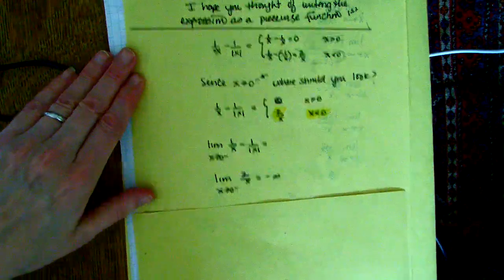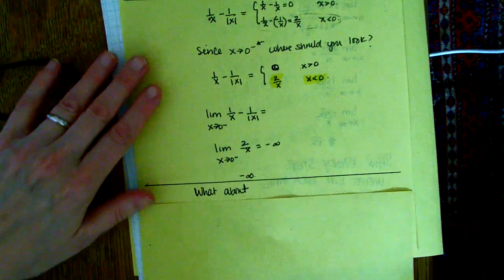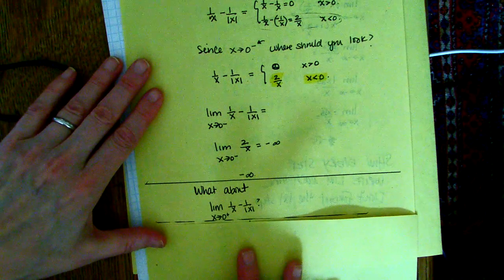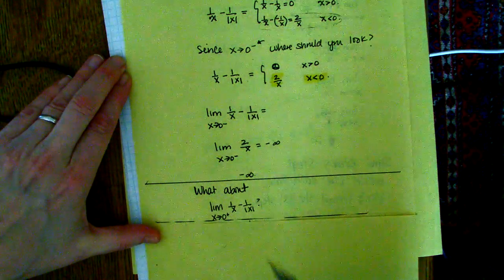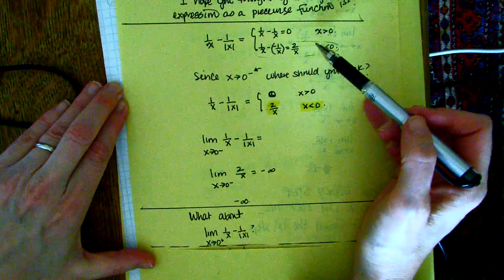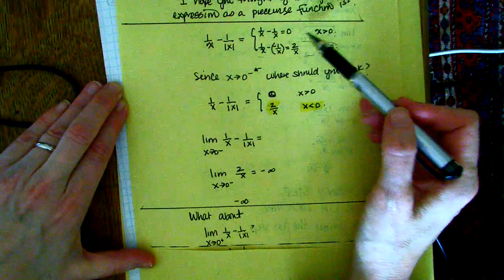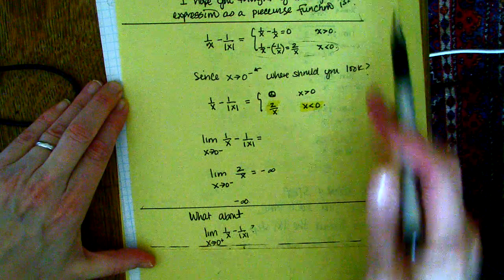Okay, the next part of that question, also in your packet 5b, was asking you, what about the limit as x approaches 0 from the positive side? Well, go back up here. Then you're looking at x more than 0, and so you can see that the limit is going to equal 0.